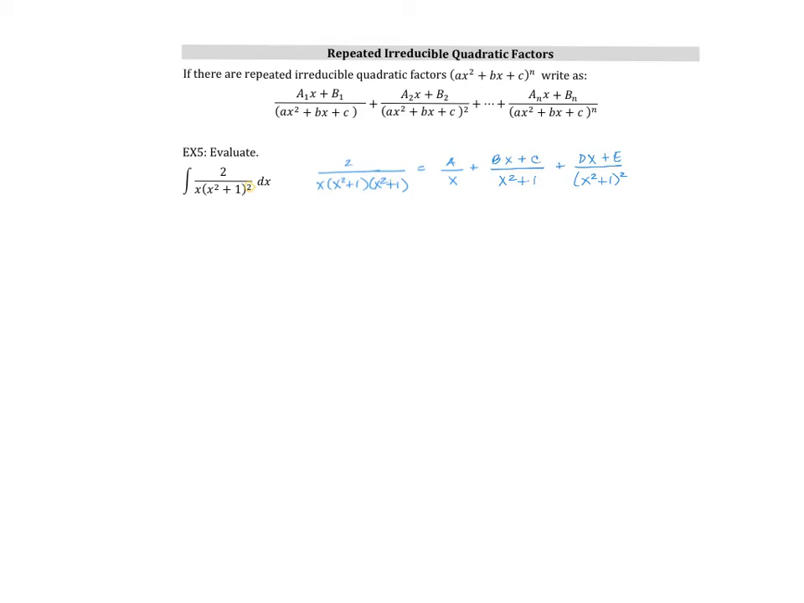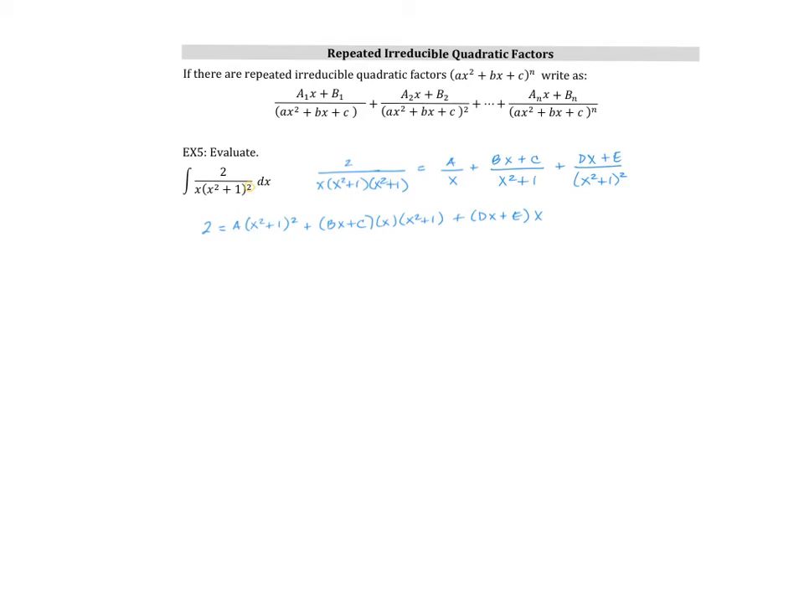Clearing the fractions, we have 2, and I'm going to need space here, is equal to A times x squared plus 1 quantity squared plus parentheses Bx plus C times x squared plus 1 plus Dx plus E in parentheses times x.